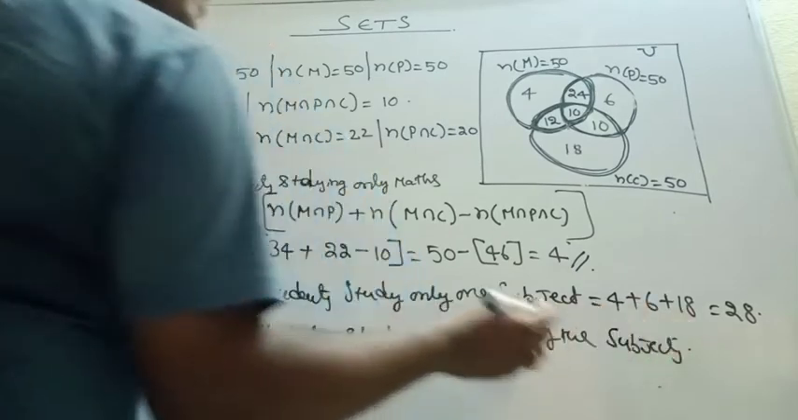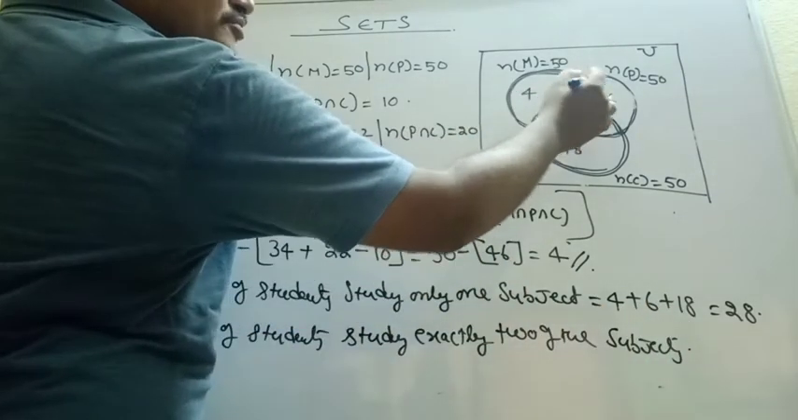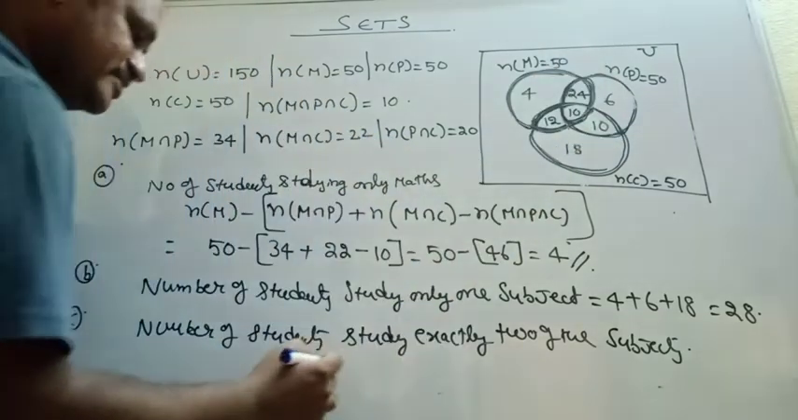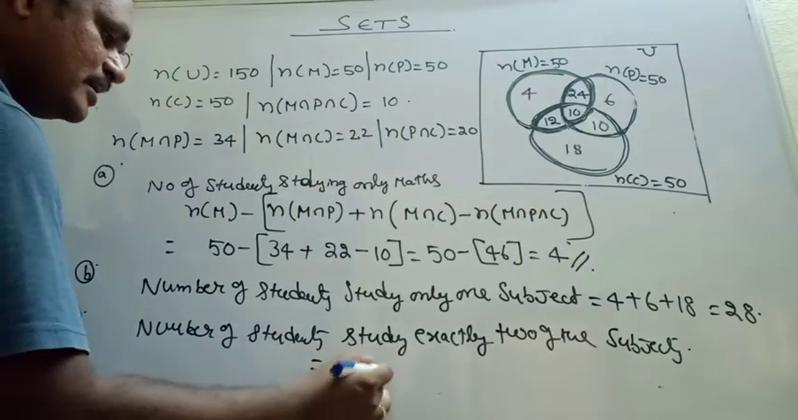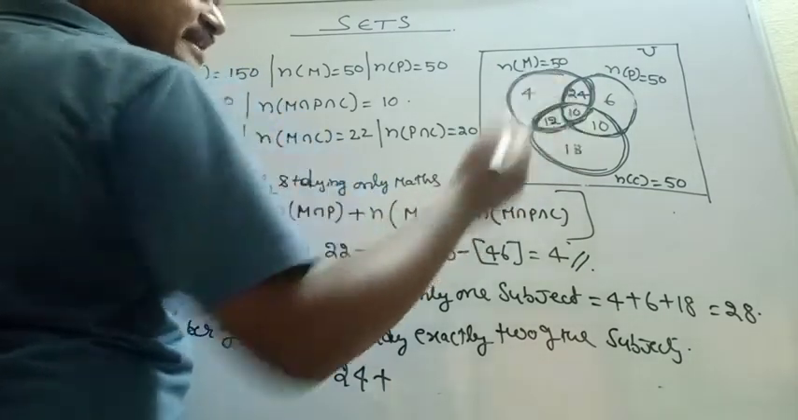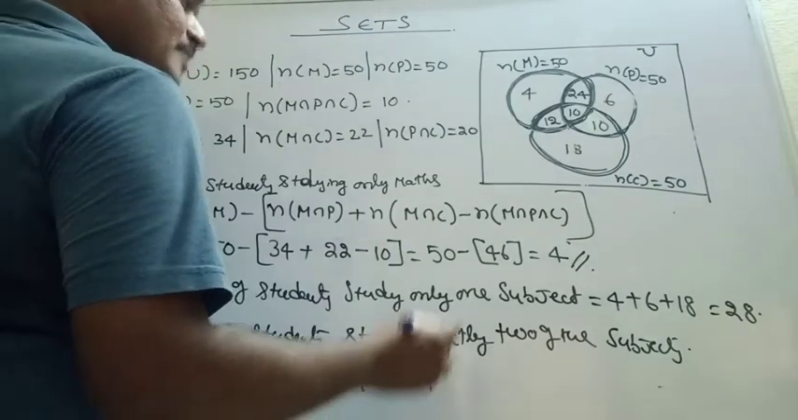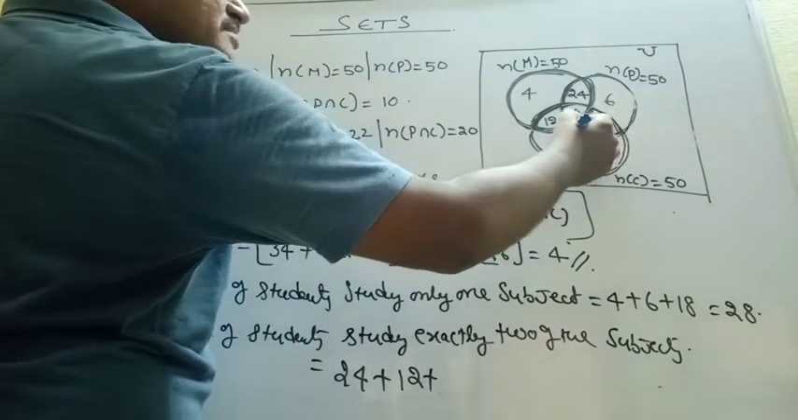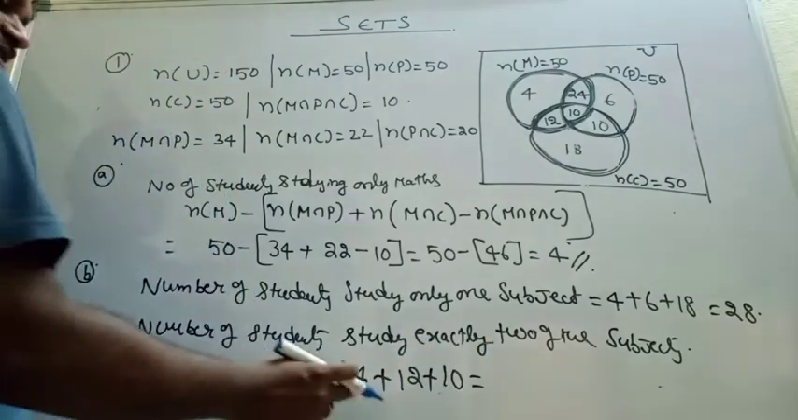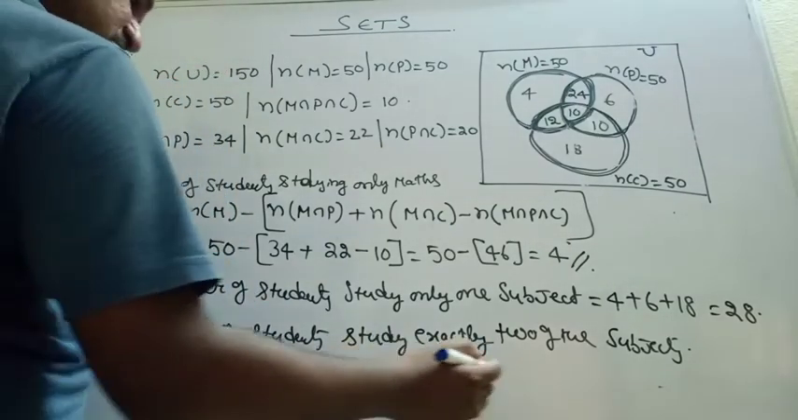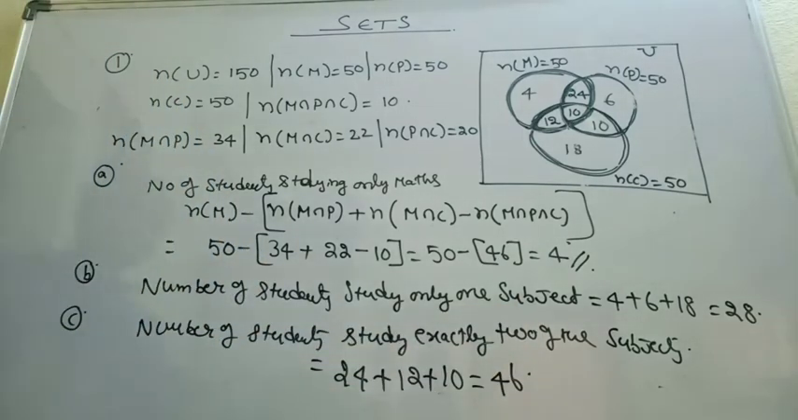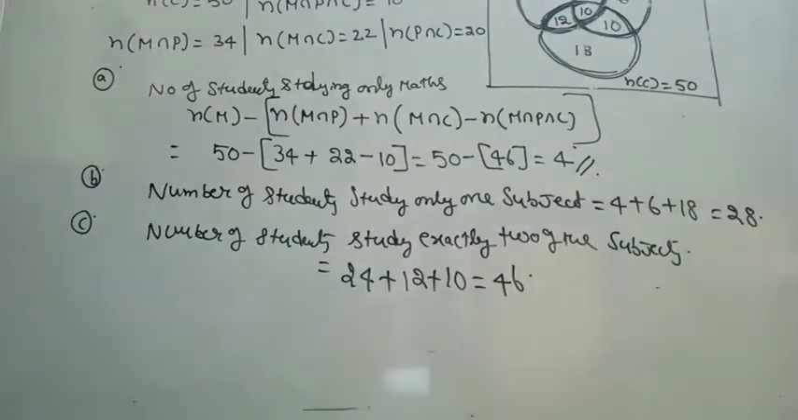Exactly two of the subjects means, my dear students, this 24 portion indicates exactly two, right? That means we'll write 24 plus, this portion also indicates exactly two, that is 12, plus this portion also, they study exactly two subjects, plus 10. 24 plus 12 is 36, 36 plus 10 is 46. Such a beautiful way we have got the third part also, right, my dear students?